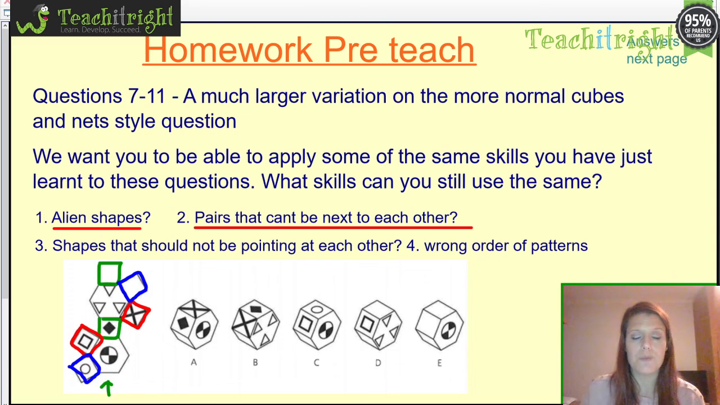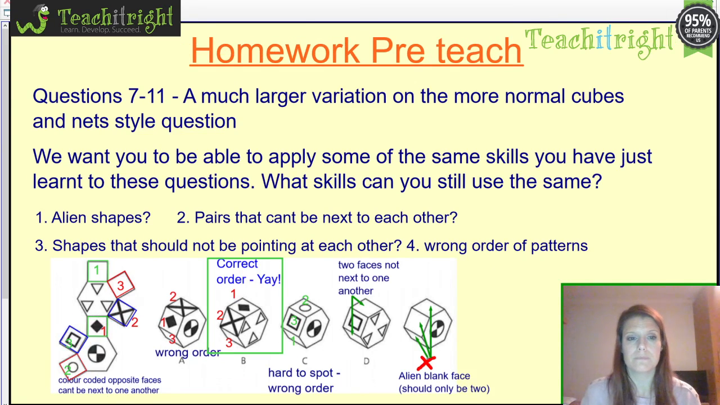So looking at this one here, again, we've color-coded the opposite faces. What skills can we still use that are the same? You can still look for alien shapes. You can still look for pairs that shouldn't be next to each other. So with this example, as always, the color-coded opposite faces can't be next to each other. And here are some of the examples for how that one could look. It's a bit more tricky to visualize than a regular cube.